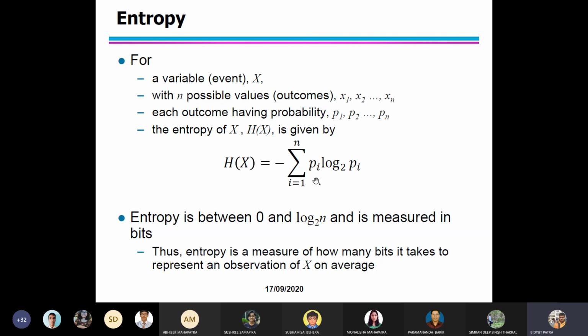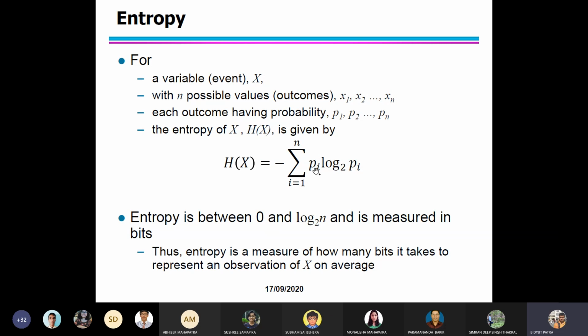So what will be the maximum value? So this is the probability, meaning the summation of all probabilities will be 1. So let's say P1 is the probability 1, so the rest of the values will be 0. As you know that log 1 is 0. So therefore, the entropy minimum value will be 0.